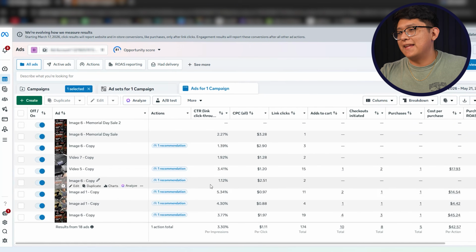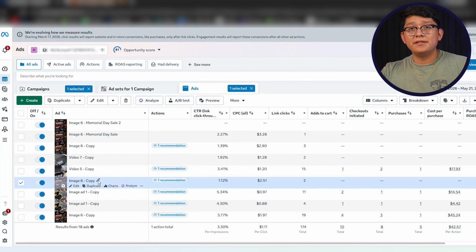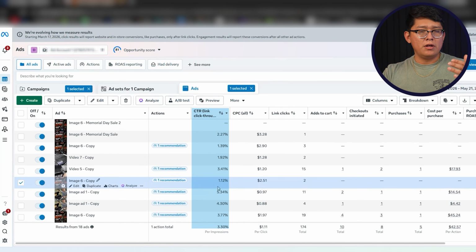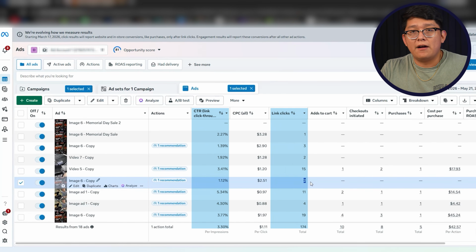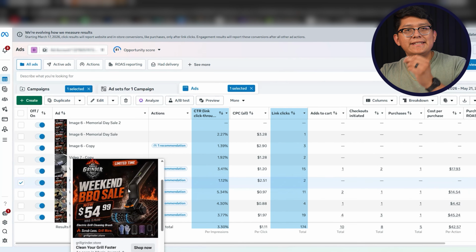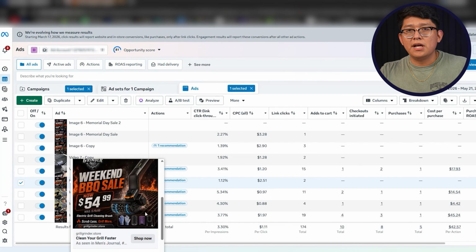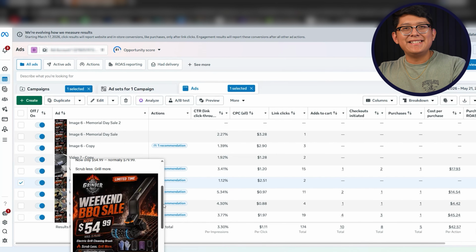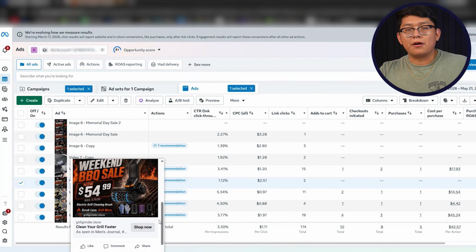Right here inside of the ads manager, the first thing I'm looking for is your CTR. Because if your CTR is below 2.5%, that will immediately tell me we either have a weak hook or a weak product. Now, people are seeing the ad, but they don't care enough to click. So before I even touch the store, I already know the problem. And this is probably happening at the creative level. So let's check our CTR.